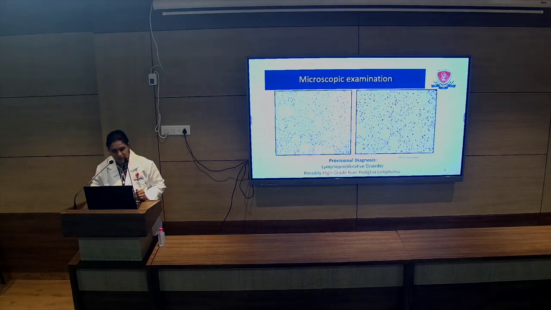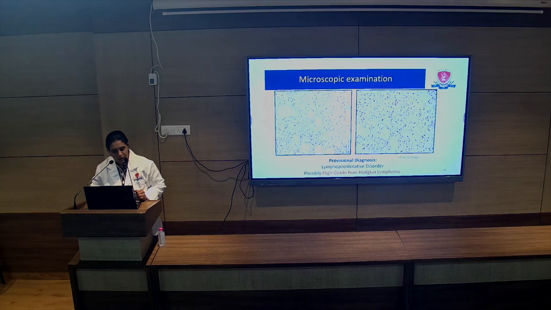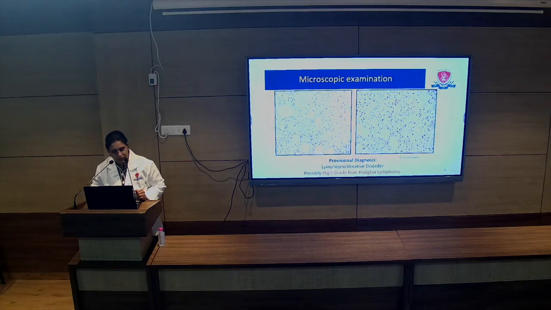We can see that there is a proliferation in a sheet-like pattern of atypical lymphoid cells, which is also infiltrating into or around the intranodal or perinodal sinus, this adipose tissue. So it is a kind of a very high-grade aggressive lesion.